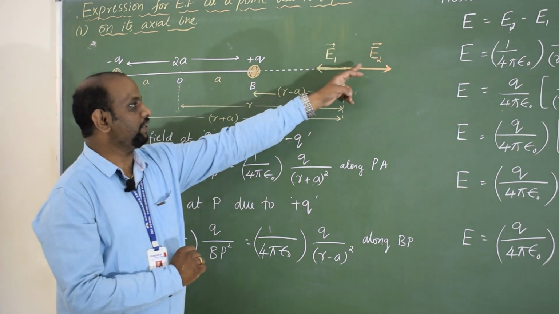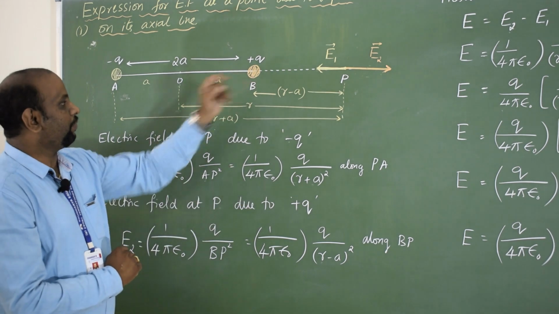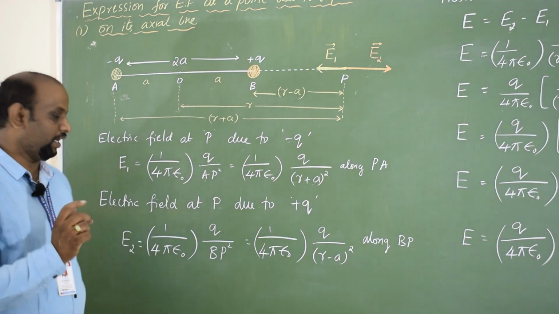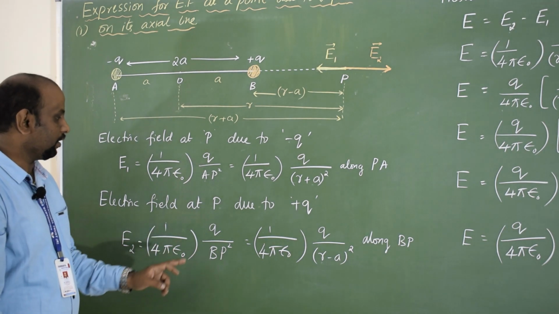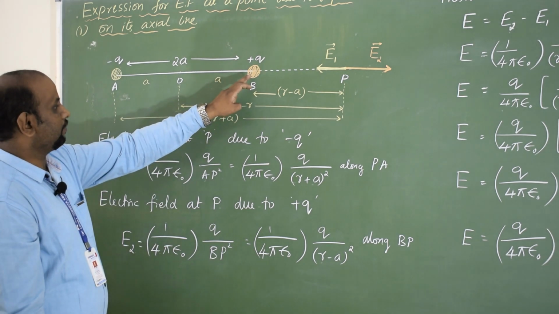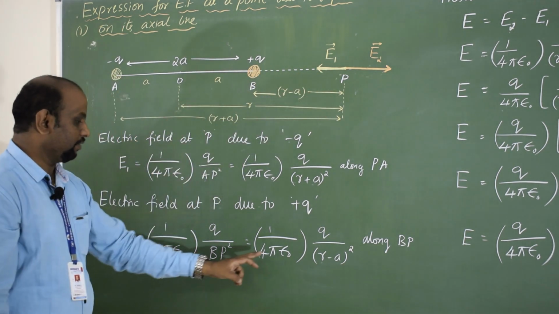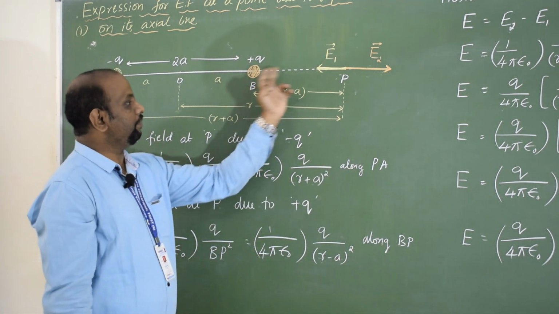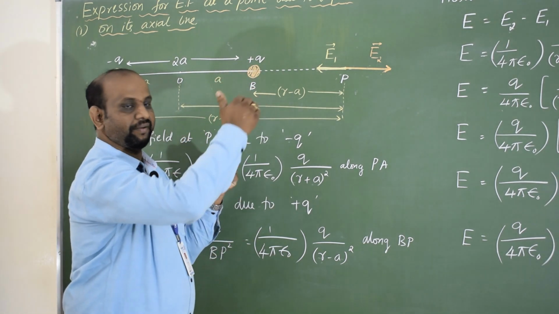Similarly, we need to find out E2. E2 is the electric field at the point P due to the positive charge, and it is given by E2 is equal to 1 by 4 pi epsilon naught Q divided by BP square. What is the BP value? R minus A. That is, R minus A whole square along BP. Along BP, because the charge is positive, the electric field is away.